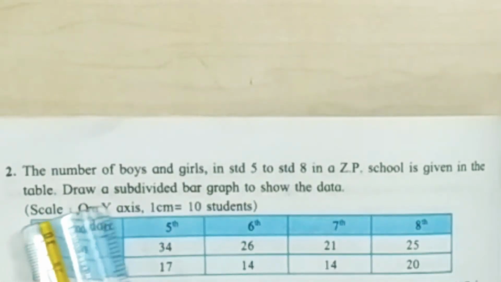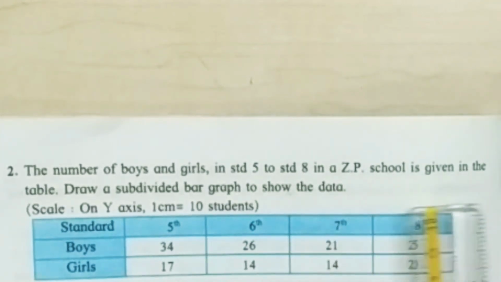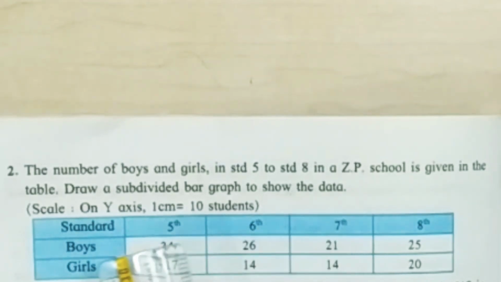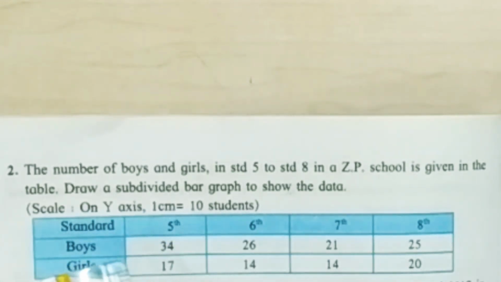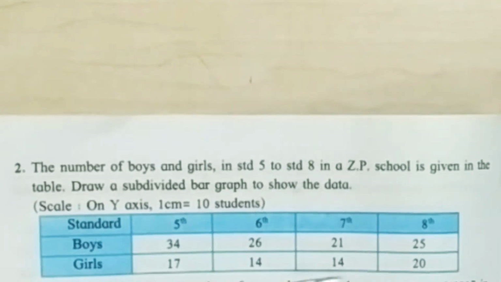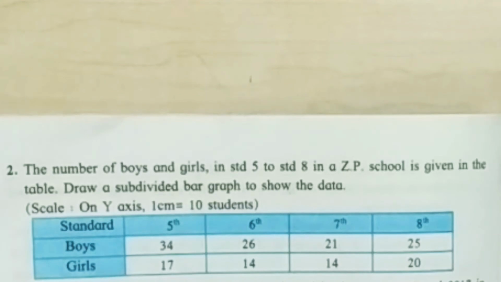Second example: the numbers of boys and girls in standards 5th to 8th in a ZP school are given in the table. Draw the subdivided bar graph to show the following data. Scale on the y-axis: 1 centimeter equals 10 students. For the 5th, 6th, 7th and 8th standards, the number of boys is given in the first row. The number of girls in each standard is given in the second row. So we will draw the subdivided bar graph using the following data.